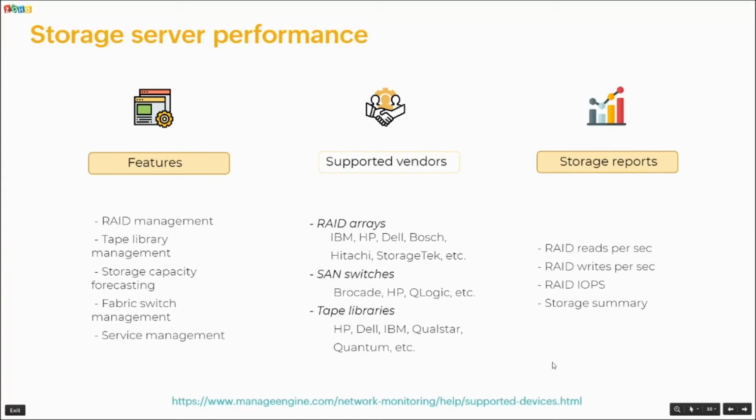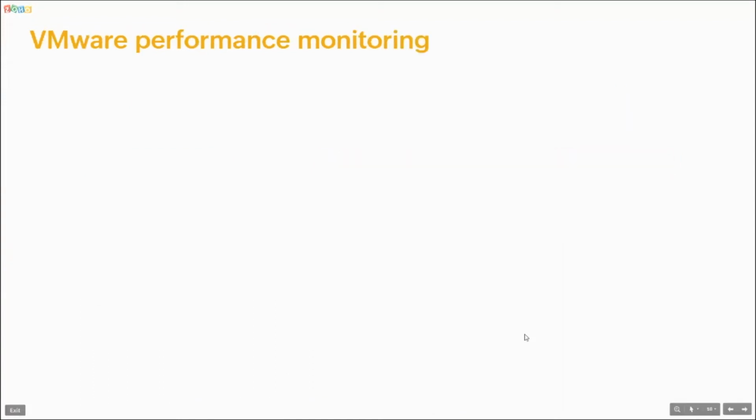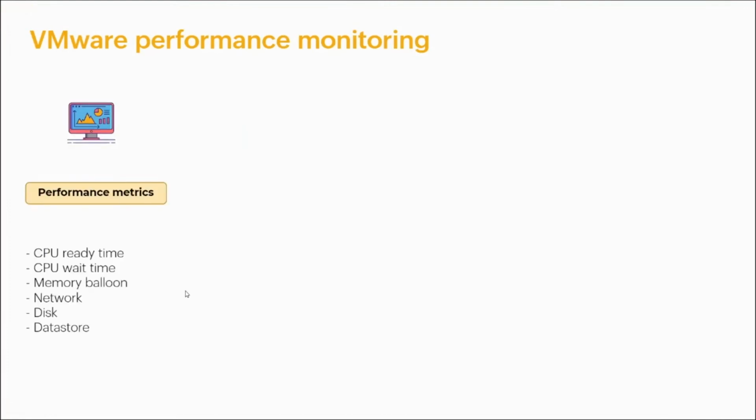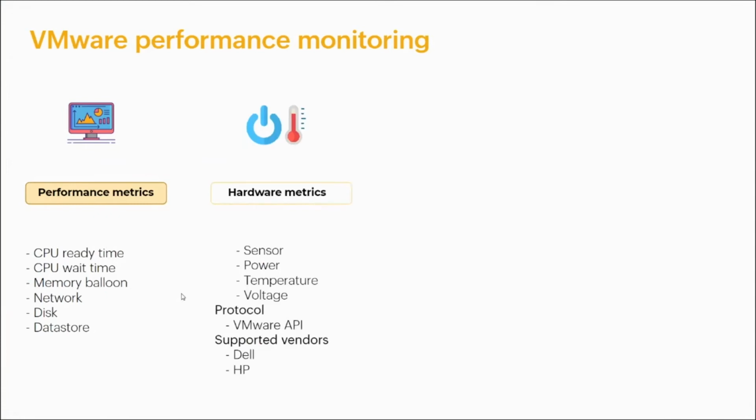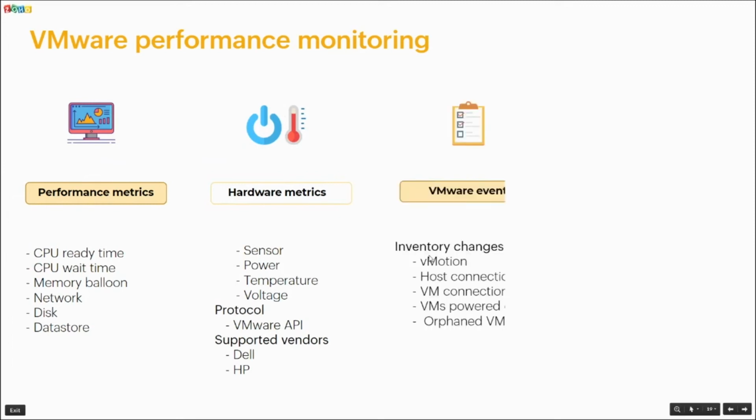The next topic which we are going to see is about VMware performance monitors. So here we can monitor the CPU ready time, CPU wait time, memory balloon, network, disk, data stores. We can monitor the hardware metrics with respect to the virtual environment such as sensor, power, temperature, voltage, using protocols such as VMware API. And this we support for the vendors HP and Dell.